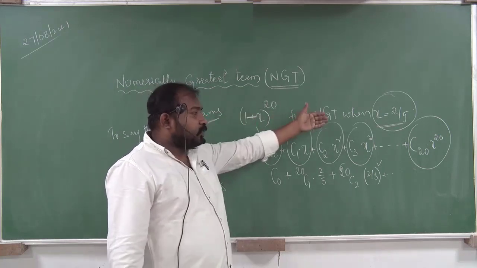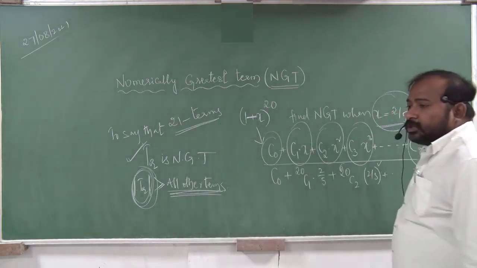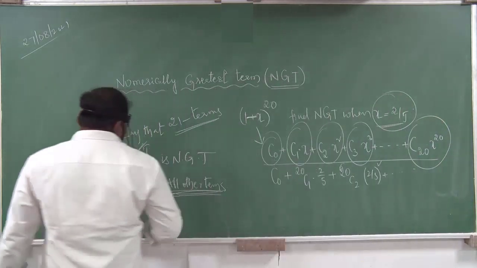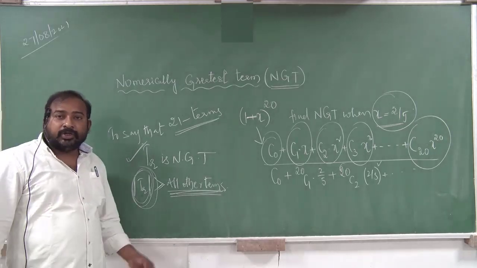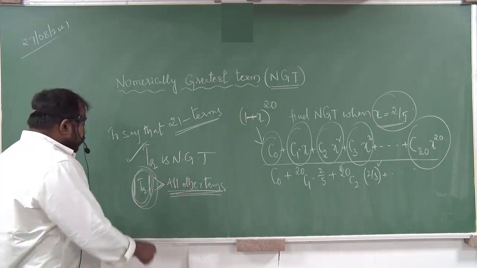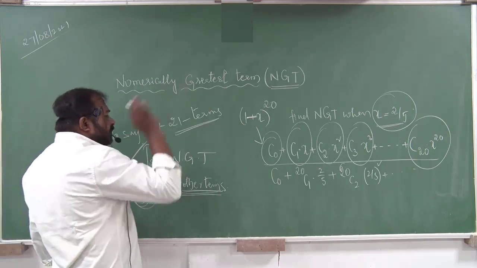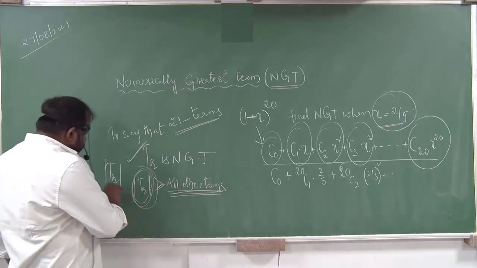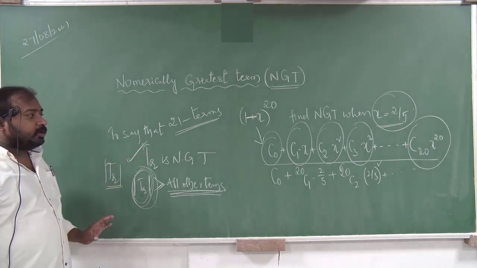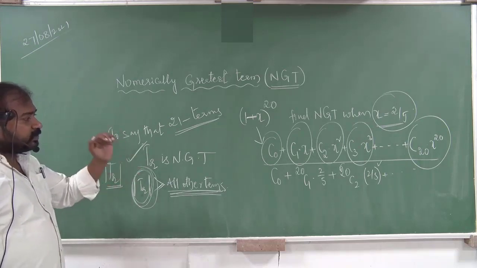They will give when x equals one particular value. Out of these 21 terms, to say that the rth term is the numerically greatest term means that if you compare the modulus of the Tr value with any other term, it is obviously the greatest value. By substituting x equal to 2 by 5, we can say the rth term is the numerically greatest term.